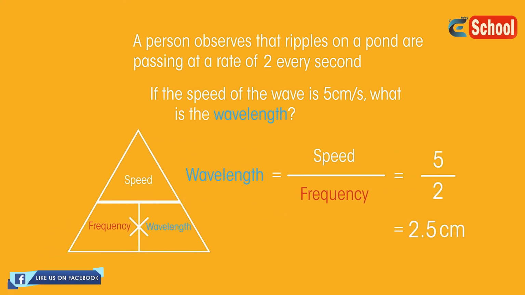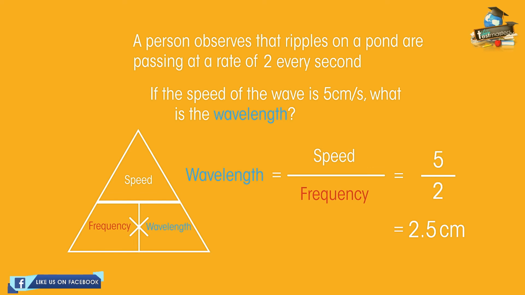Did you get it right? Did you spot that the frequency was 2? Because frequency is measured per second, so if 2 waves are passing every second, then the frequency is 2 Hertz. And did you correctly have the unit as centimeters?